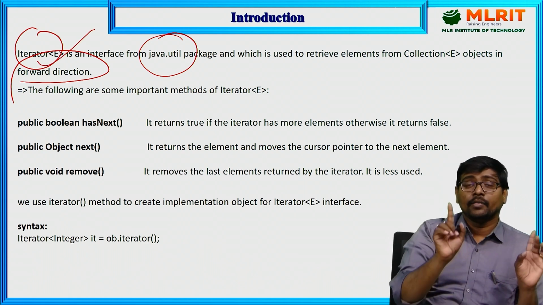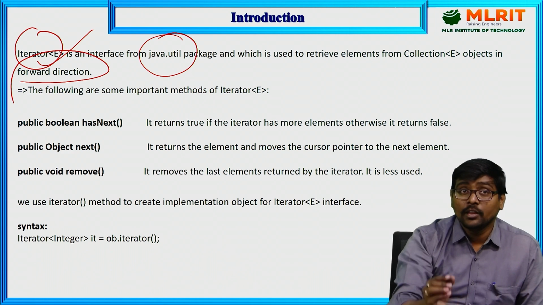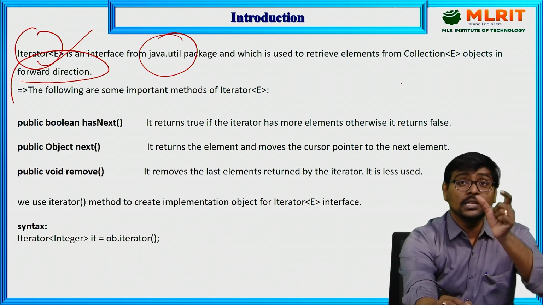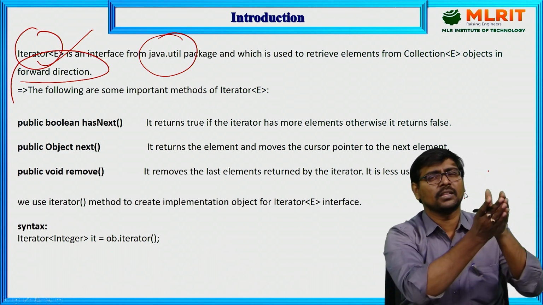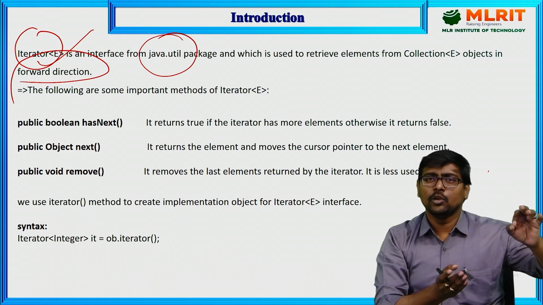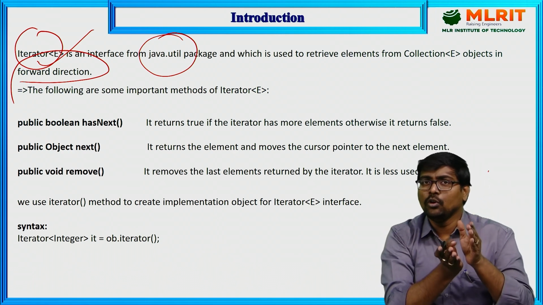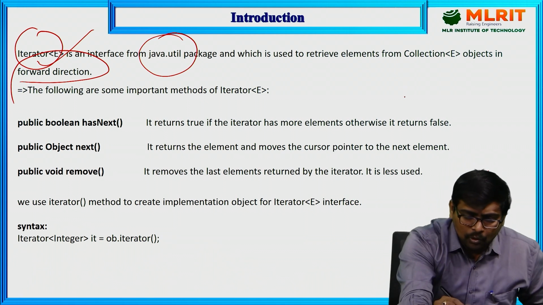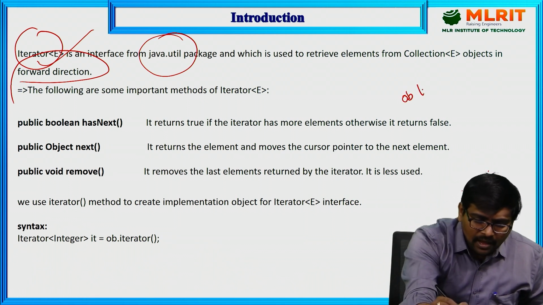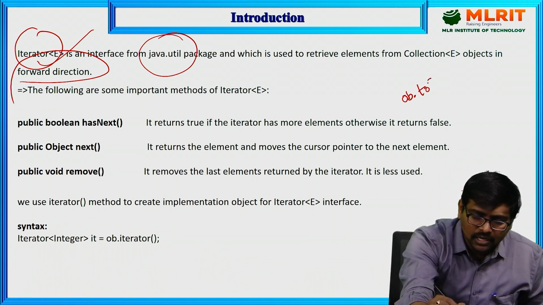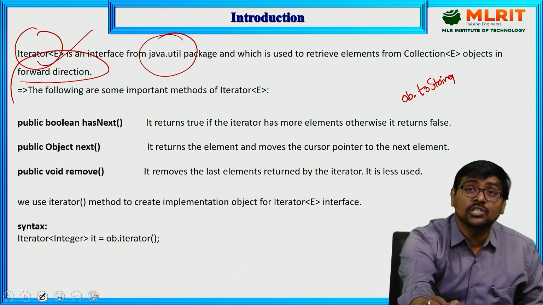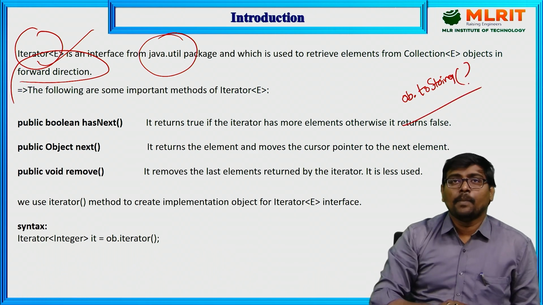Up to now, consider one example. Suppose a collection object is created for Set, List and Queue. Multiple implementation classes are there. How do you print the values? Until now I am printing the values by using object.toString. Yes or no?